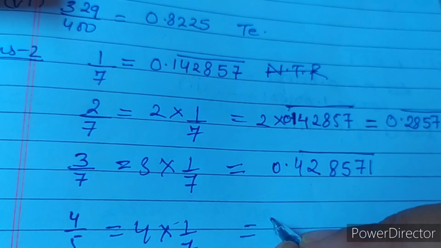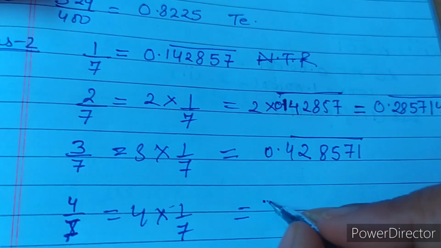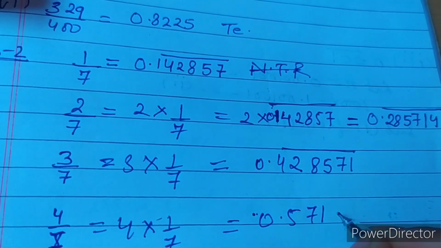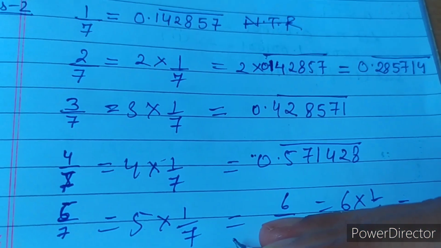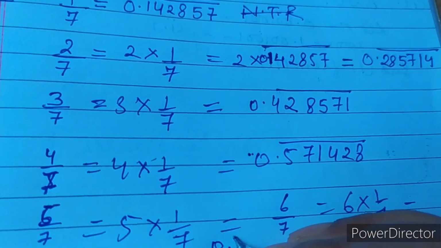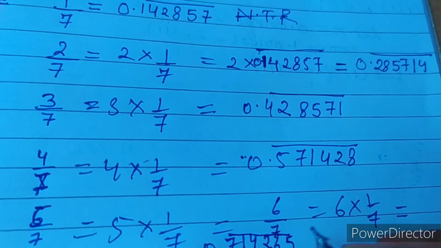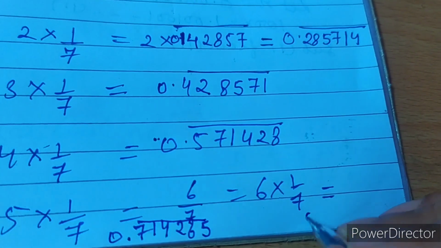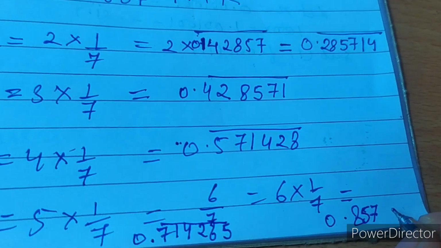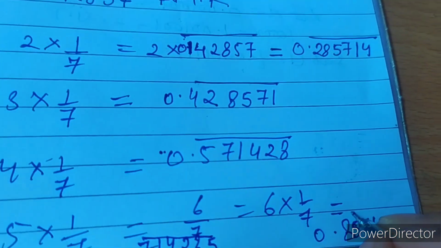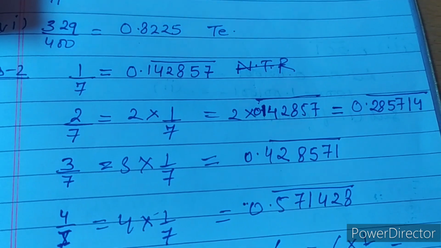4 by 7 here. 4 into 1 by 7 will come out to be 0.571428. This is the answer of 4 by 7. 5 by 7 will come out to be 0.714285. Again you draw a bar over that. 6 into 1 by 7 will come out to be 0.857142. All are repeating and non-terminating decimals.